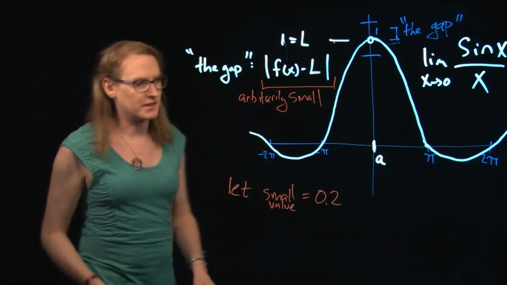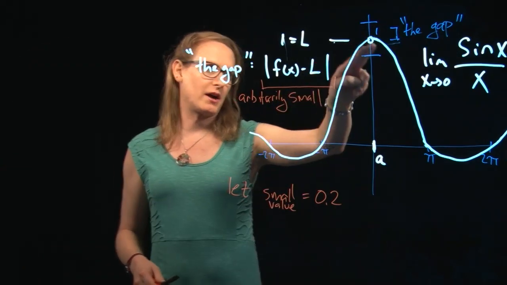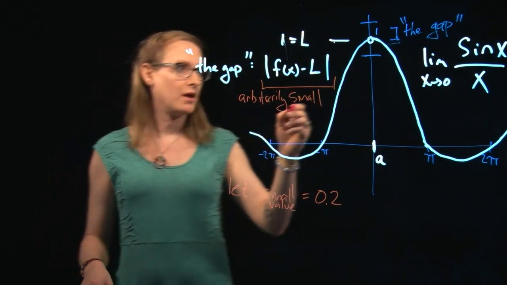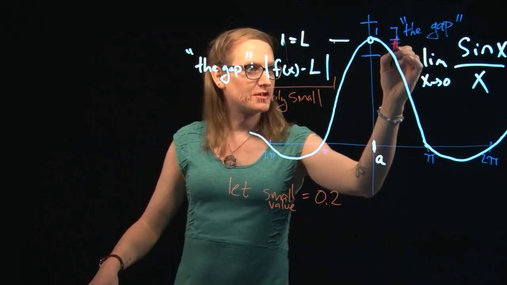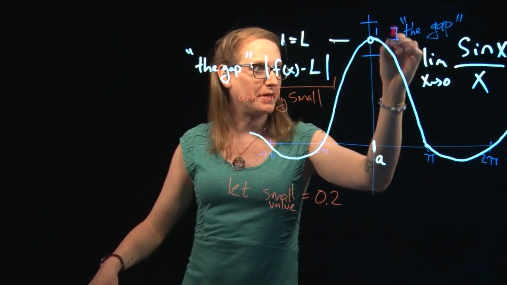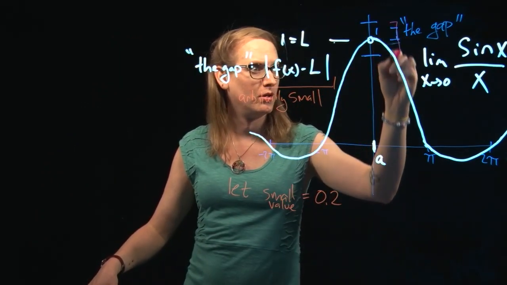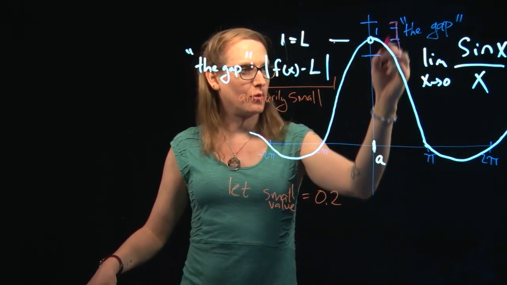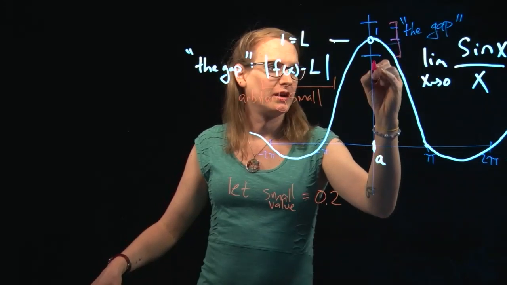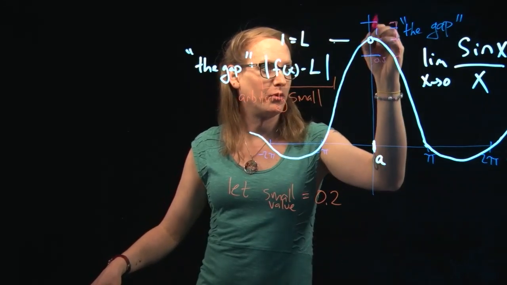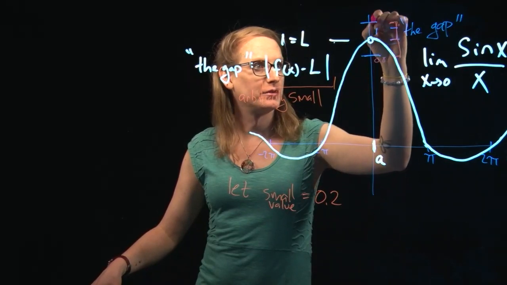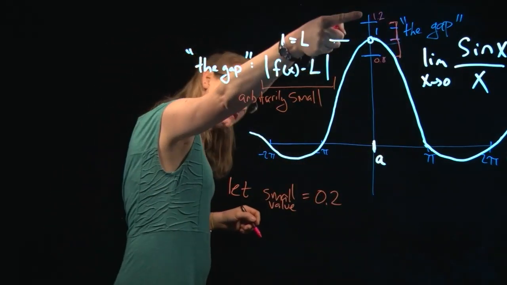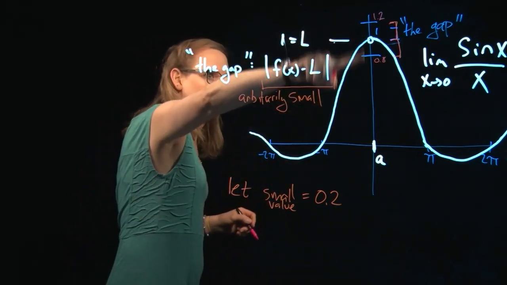So I'm going to investigate function values around this output value. And they're saying that we want to be within 0.2 in either direction of L. So L is at the center of a window, of a gap, and then I'm going down as far as 0.8. I'm going to go up as far as 1.2, because that's L plus small value and L minus small value.